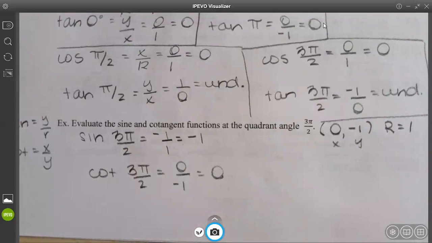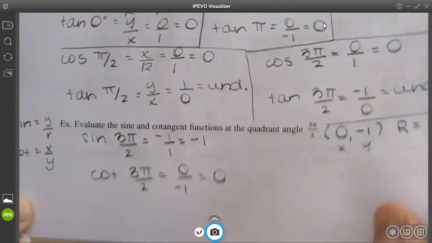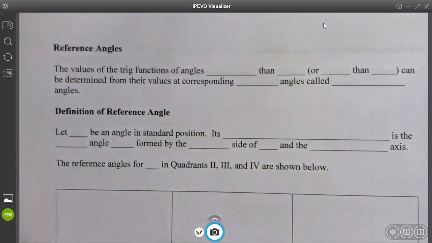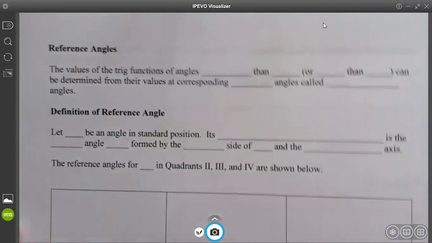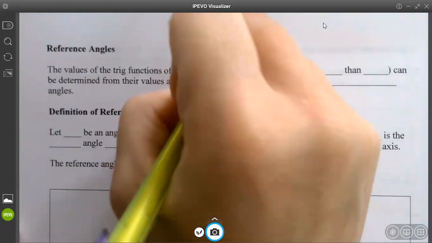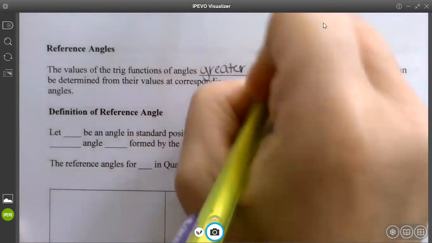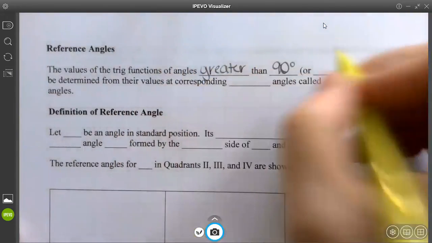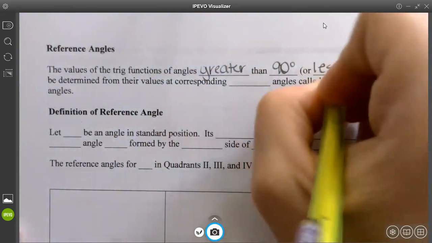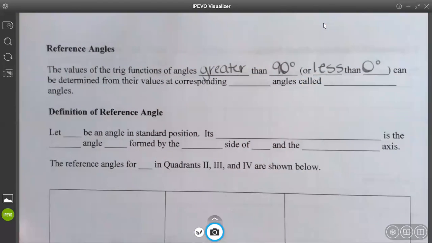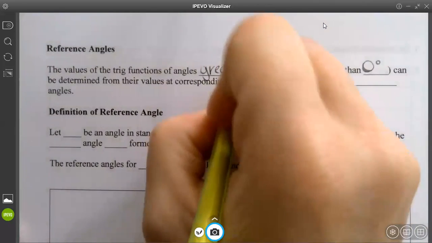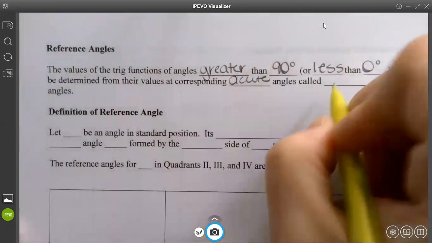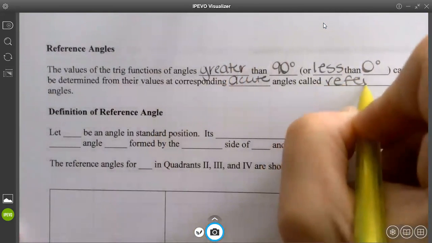All right. Reference angles. The values of the trig functions of angles greater than 90 degrees or less than 0 degrees can be determined from their values at corresponding acute angles called reference angles.